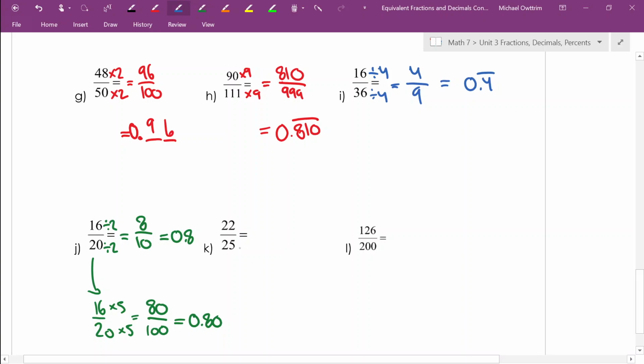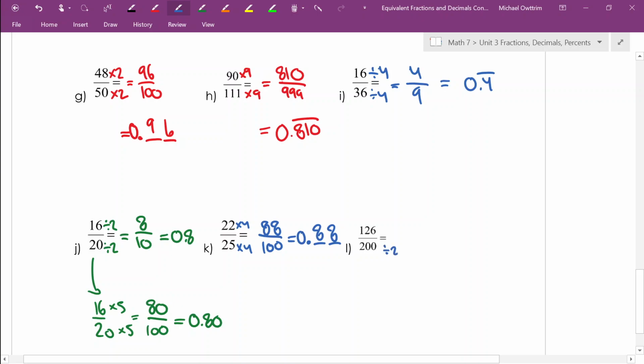For my 22 over 25, I'm going to choose to multiply the bottom by 4 to make 100 on the bottom. And 20 times 4 is 80. 4 times 2 is 8, so 88 on top. Now that I have 88 over 100, I know that's reaching the hundredths place, and my digits are 88.